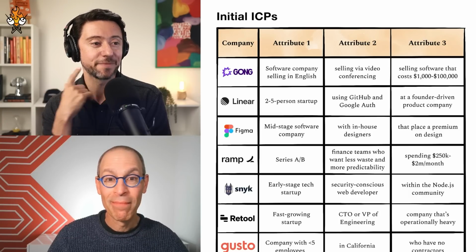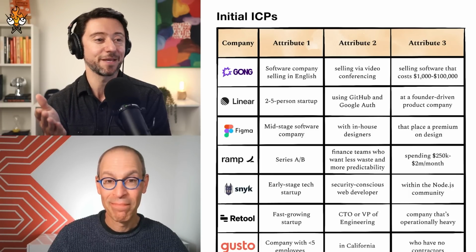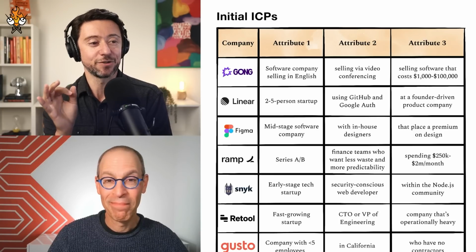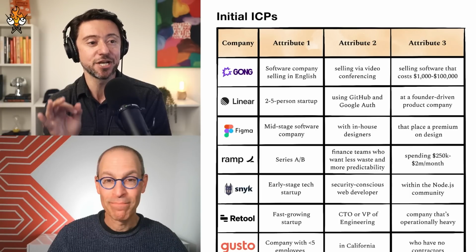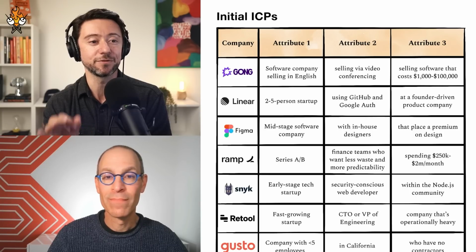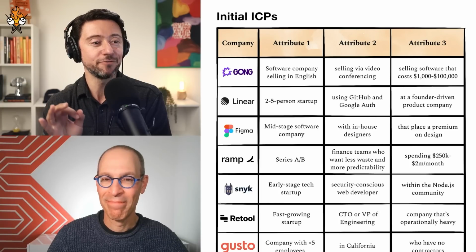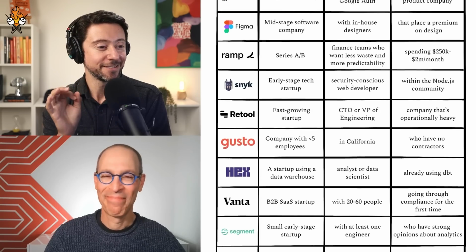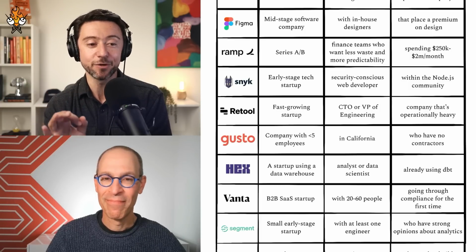Gong, which is one of the biggest B2B SaaS companies, their first bullseye customer, as they described it, was, look how narrow this is, software companies selling in English, selling via video conferencing, selling software that costs $1,000 to $100,000. Linear's focus was 2 to 5 person startups using GitHub and Google Auth at a founder-driven product company. And let's see, one more. Augusta was really funny: companies with less than 5 employees in California who have no contractors.